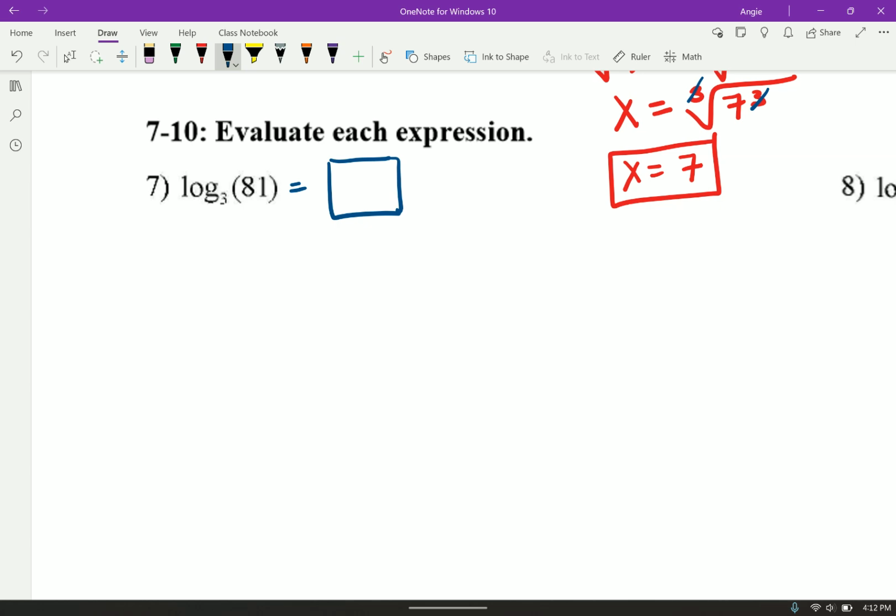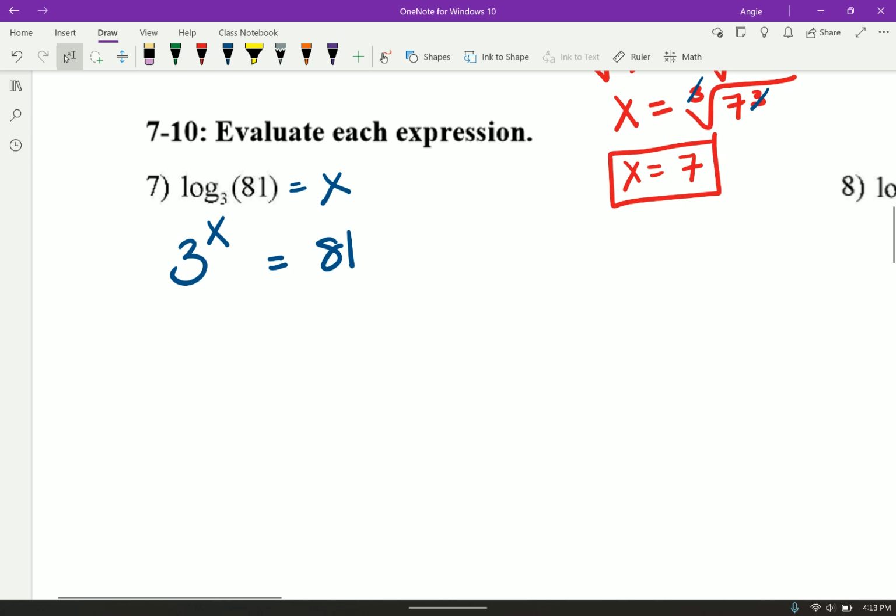Now we don't know how to solve it in log form, but we can rewrite it, guys, as an exponential. So if you choose an x variable, you're going to keep it as an x variable. Let's just all go to x. Okay, so let's write it in exponential. 3 to the x equals 81.